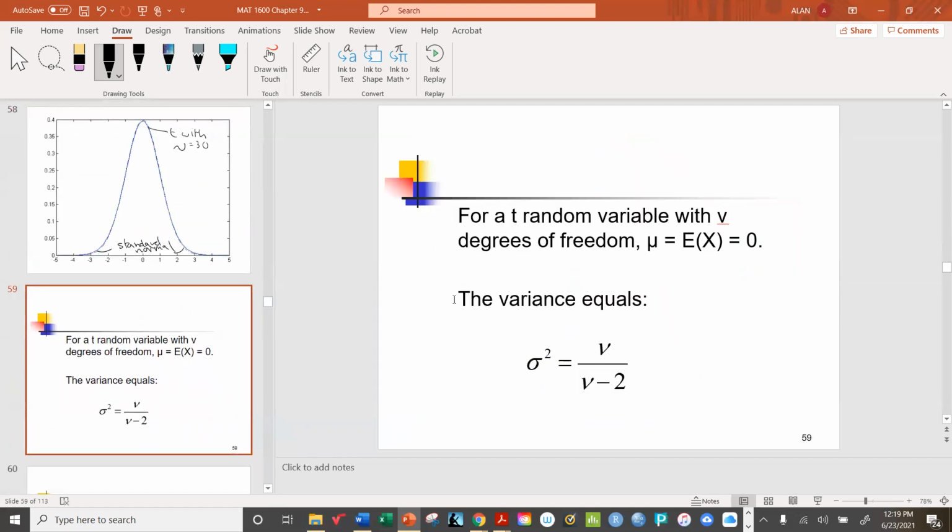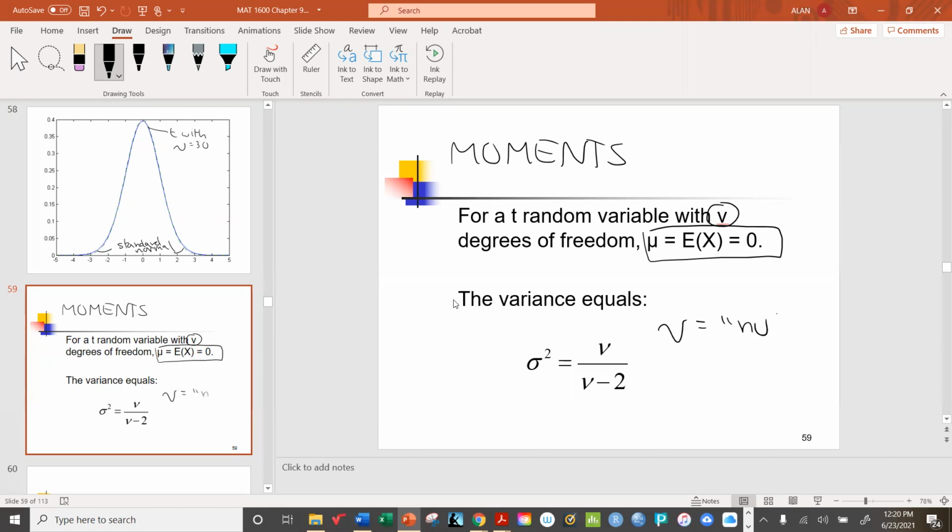Now, these are the moments that we need to know for the T. Remember, all of these distributions have their own special formulas for the moments. So for the T distribution with nu degrees of freedom, the mean is just 0. All right, we already saw that. The variance, though, as you can see, is clearly a function of the degrees of freedom. Also, as a technical note, none of this works. Nu has to be at least 2, otherwise we have an undefined variance.